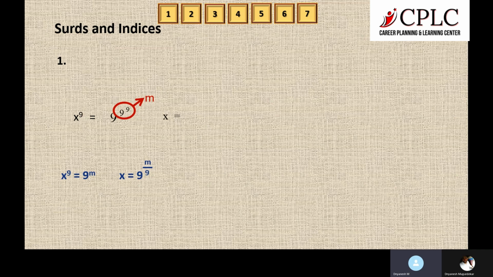Now what you will do after this is substitute the value of m, which is 9 raised to 9, and after this we'll use the division formula. Whenever the base is the same, powers will be subtracted. So that gives us 9 raised to 9 minus 1, which is 9 raised to 8. So the value of x and the final answer of this question is x is equal to 9 raised to 9 raised to 8, which is the first option.